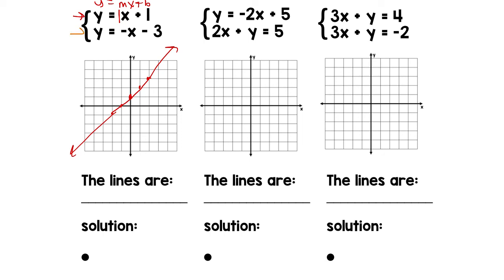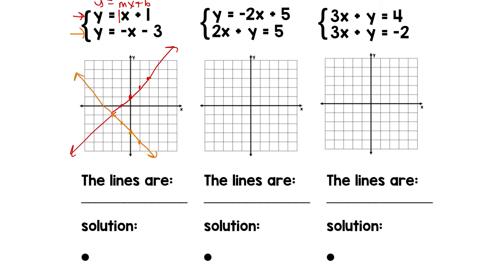Now, to make this a system, we put two equations on one graph. So here's going to be an orange line. The y-intercept is -3, so we go down 3. And the slope's -1. Up 1, left 1, up 1, left 1, or down 1, right 1. Connect these dots.